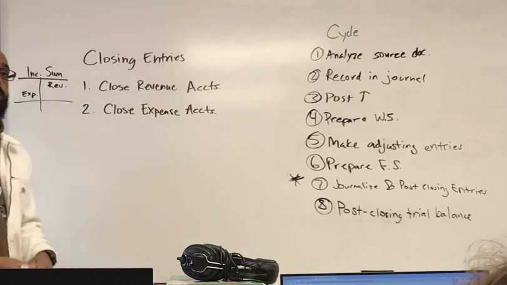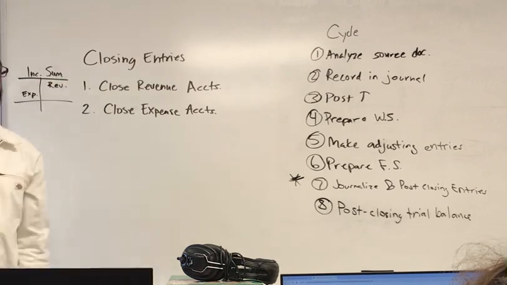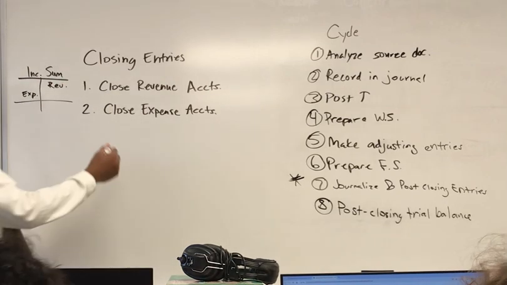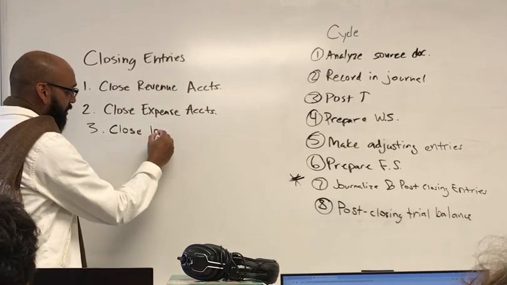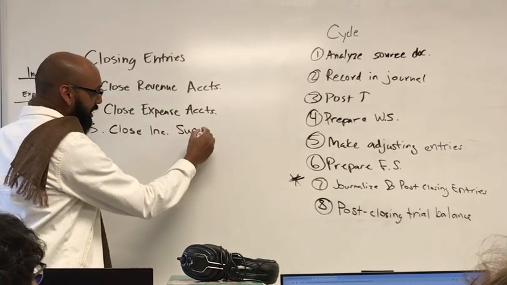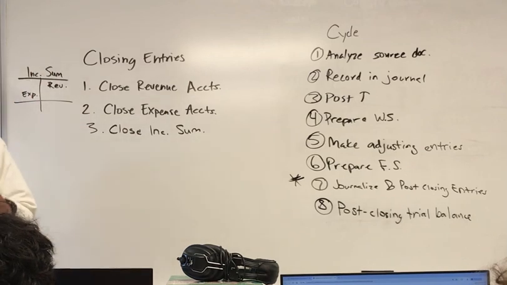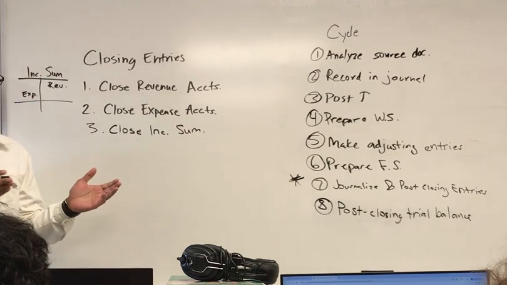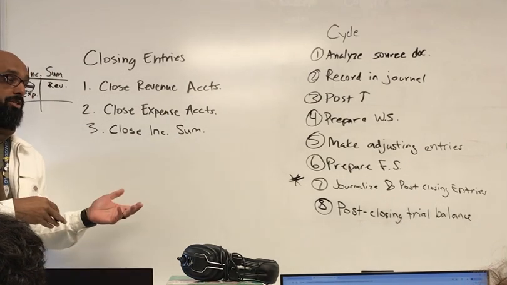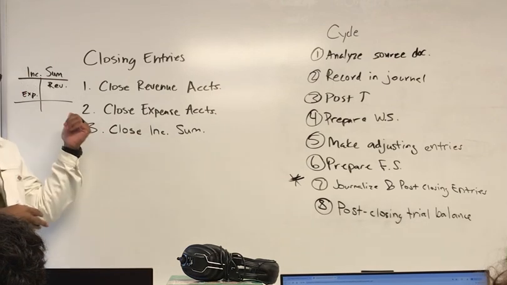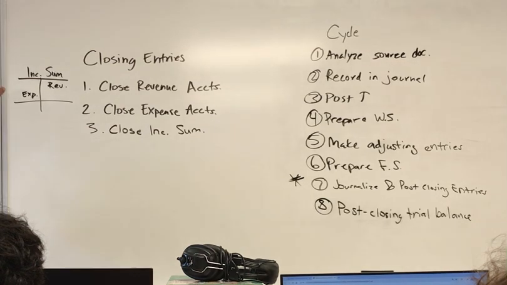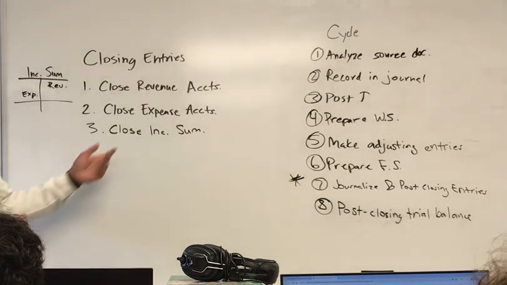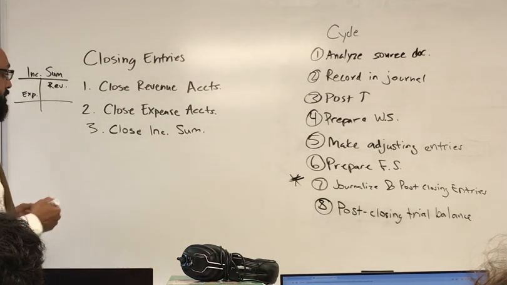So then our third step is going to be to close the income summary account. Okay, so we're going to close the income summary account, and that is essentially going to either increase our equity or decrease our equity, depending on if we had net income or net loss from when we closed these first 2 types of accounts.